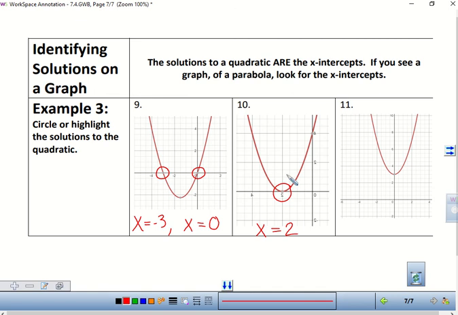So sometimes quadratics only intersect the x-axis once, twice, or never. And then what do you notice about number 11? Does this one cross the x-axis at all? No. So this one has no solution. As you can see, it doesn't cross the x-axis at all, meaning there is no solution.